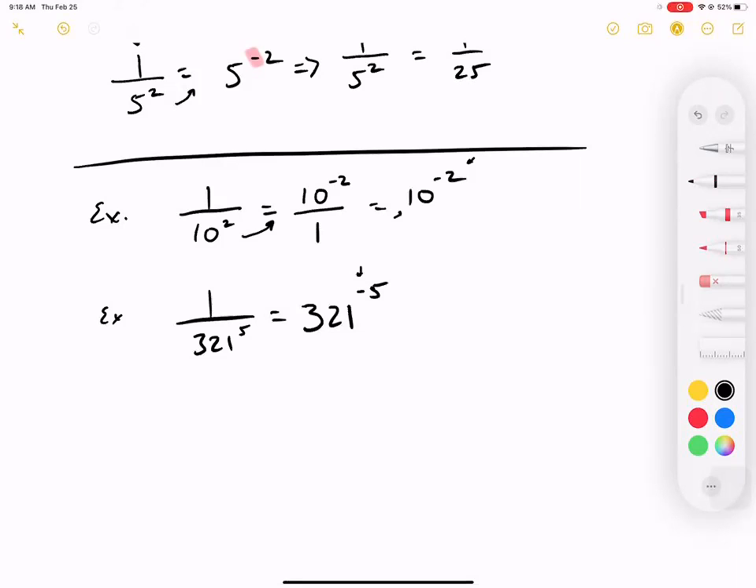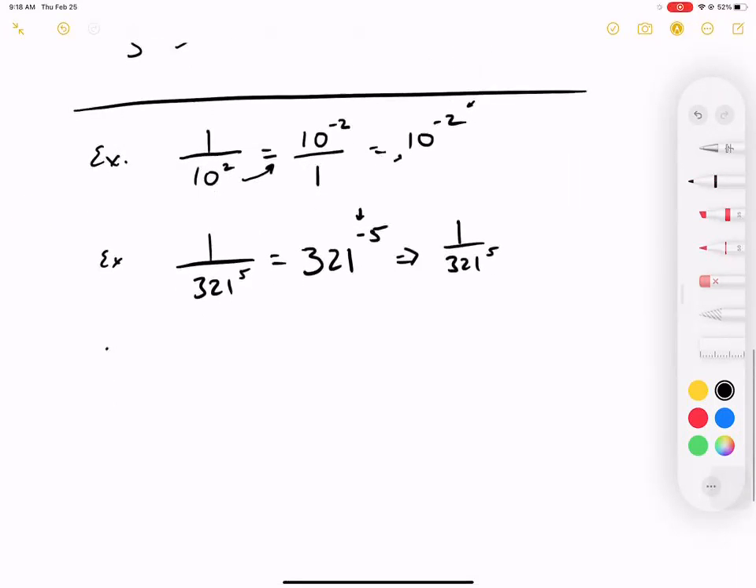What if the problem says, hey, you're given a negative, I want you to write this without the negative. Okay, where does the negative go? You go right back to the bottom. Do not forget the exponent. So to feel comfortable about going back and forth, practice it. Okay, hopefully that feels pretty easy for you guys.